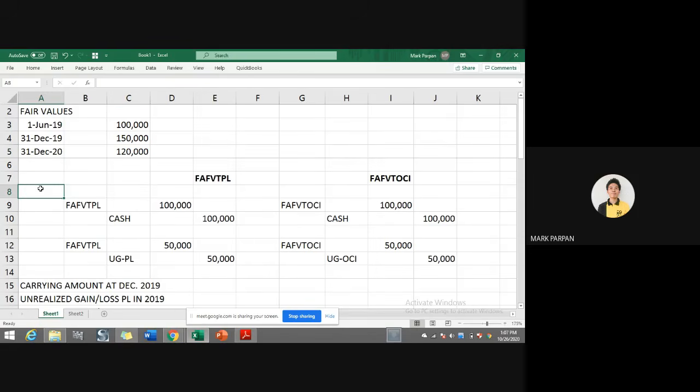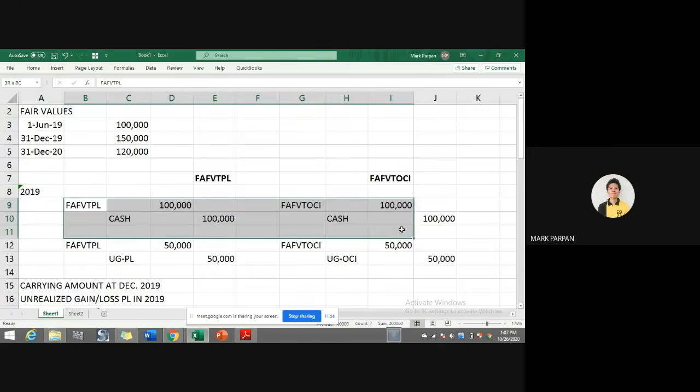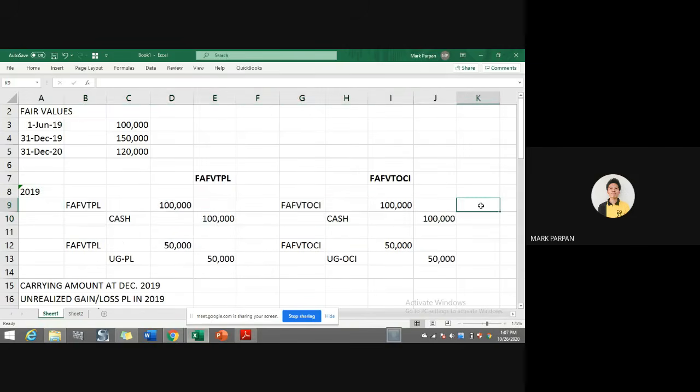Let's have 2019 first. So when we purchase the FVTPL, debit FVTPL 100,000, credit cash 100,000. For FVTOCI, it's the same: debit FVTOCI, credit cash, both for 100,000. Okay, so I hope that's clear.